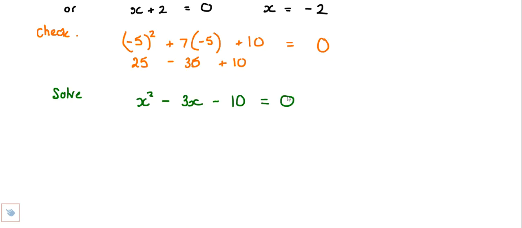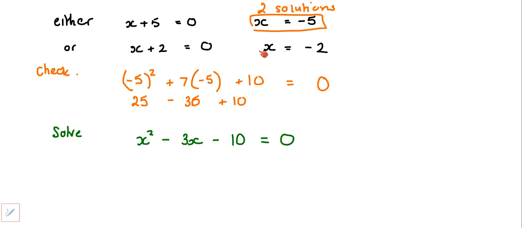Equals 0. Yes, Jen? Did we finish the other question or were we just leaving it? That's it. That's the two solutions. Oh. They are my solutions. So you can't narrow it down? You don't narrow it down? No, there are two solutions.